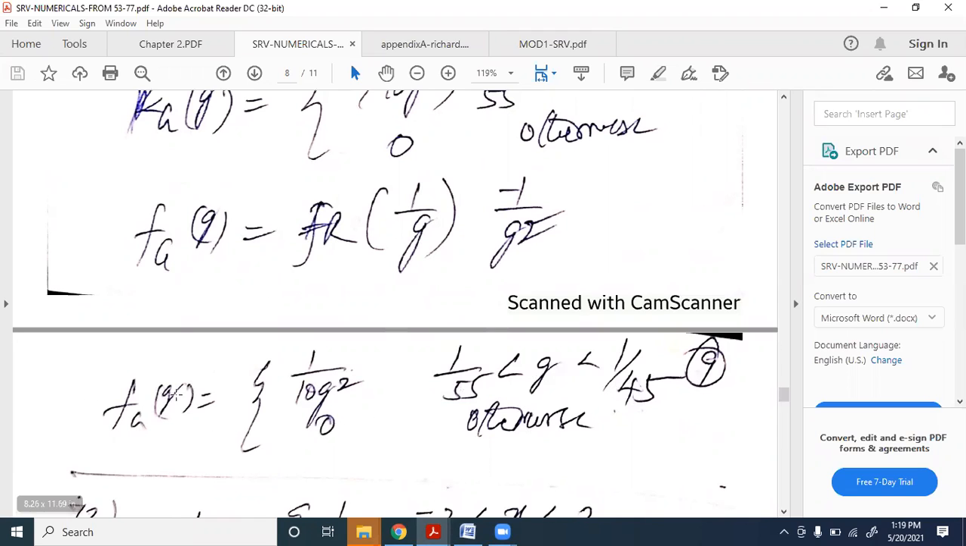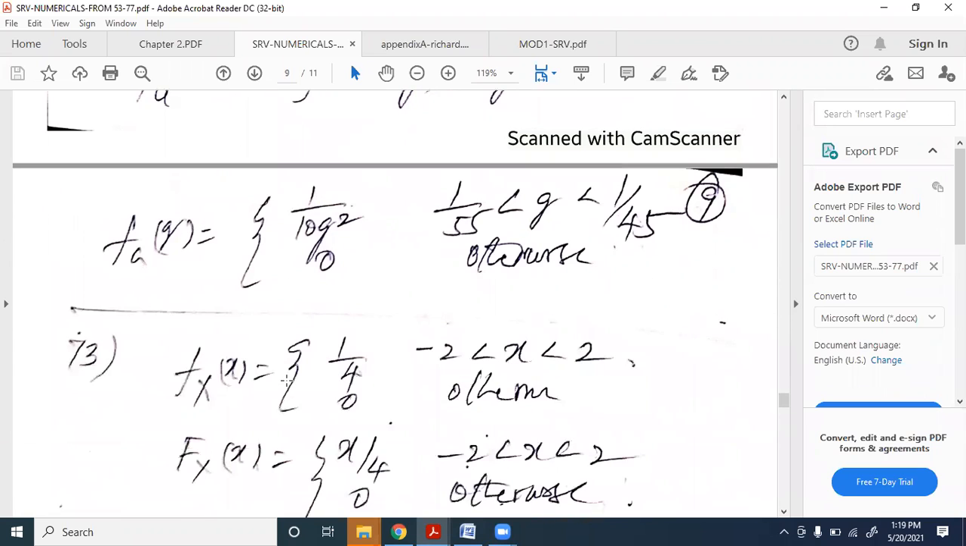So f of G is nothing but f R of 1 by G. In place of R, we should substitute G. There is no R there, only a constant 1 by 10. So 1 by 10 into minus 1 by G squared is what we have. Putting a negative value is of no meaning here because this is a PDF. Therefore, we have put here the positive value.